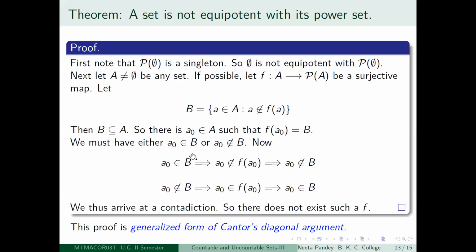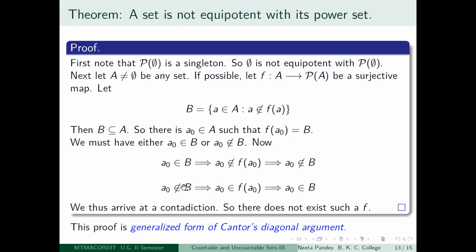What about the other one? If A0 does not belong to B, then this defining condition of B will not hold for A0 because it does not belong to B. So that means A0 will have to belong to FA0. But what is FA0? FA0 is just B. So that means A0 will have to belong to B.